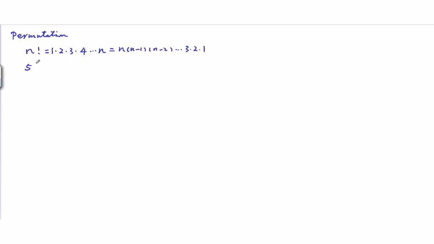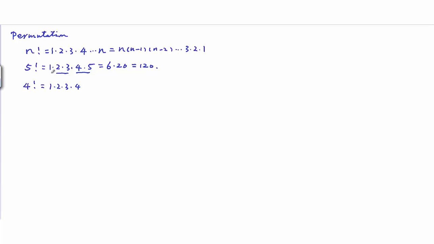So for example, 5 factorial can be written as 1 times 2 times 3 times 4 times 5. And then 2 times 3 is 6, 4 times 5 is 20, so this gives you 120. And another thing you can see is that 4 factorial is 1 times 2 times 3 times 4, so of course you can easily calculate the product of 4 factorial.